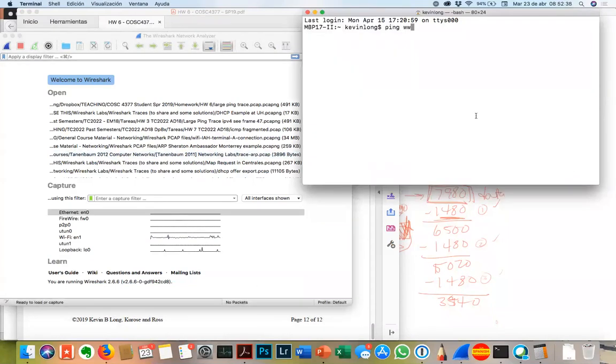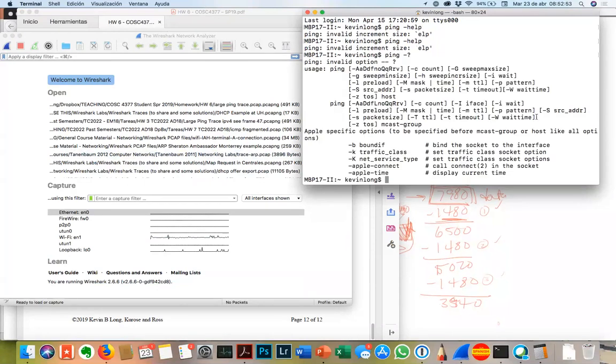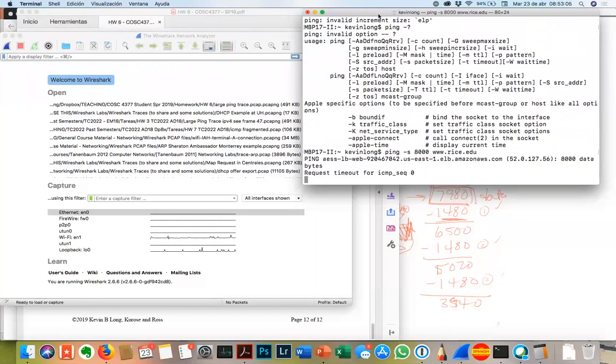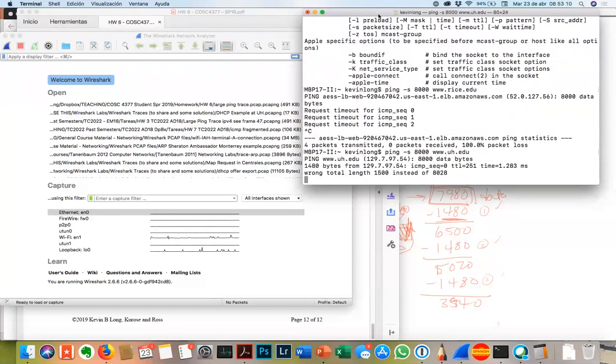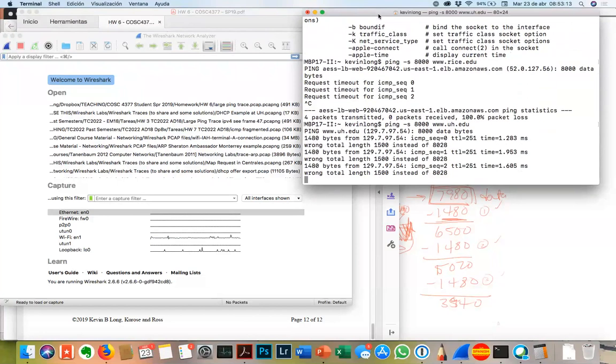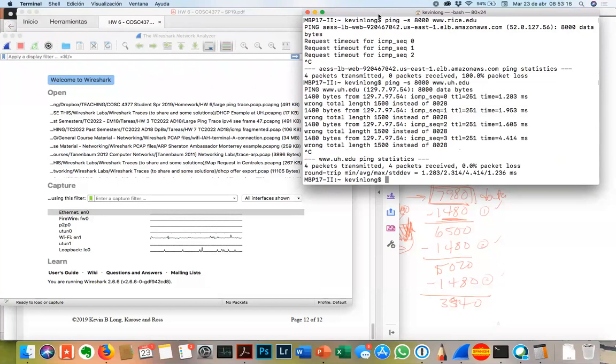And I'm going to forget the command. Let's see if I can find the link here. I think it's S. Yeah, it is. Okay. Ping 8,000 bytes to www.rice.edu and see if it comes back. It did not. So let's try it for U of H. First, we've got to find something that'll answer it. Wow. Interesting. Never seen that error ever in my life. How interesting. I've got to trace just to see what's going on.